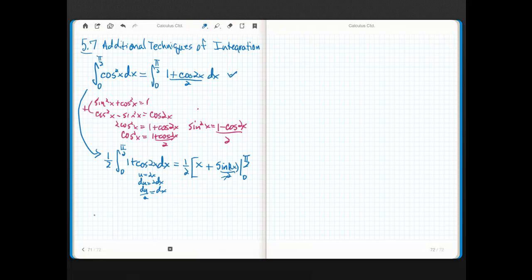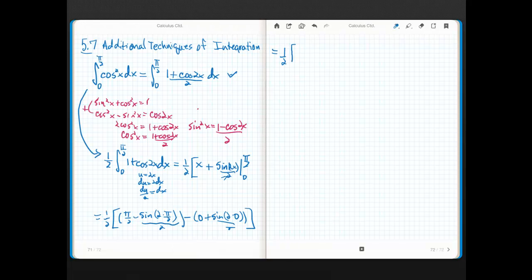I'm going to do this one long-handed so we can see how it works. So I'm going to end up with parenthesis, pi halves minus sine of 2 times pi halves, divided by 2, end parenthesis, minus, excuse me, 0 plus sine of 2 times 0 divided by 2. And let's see what happens here. This ends up being 1/2 times, well, sine of 2 times pi halves, the 2's cancel, sine of pi is 0, well, that's cool.